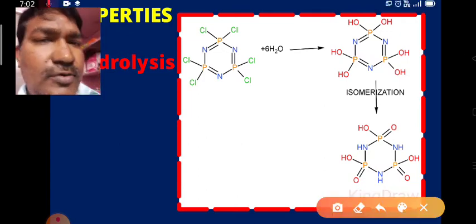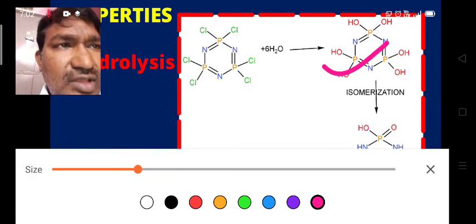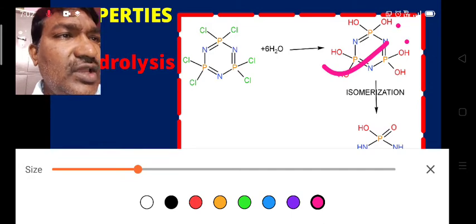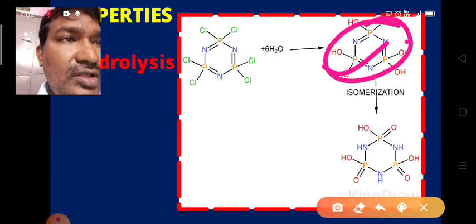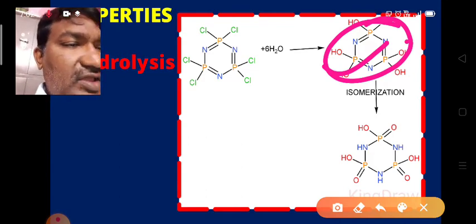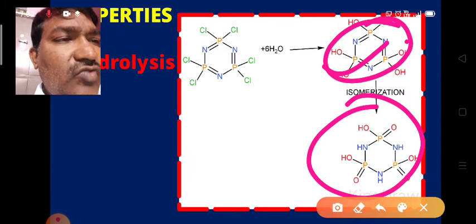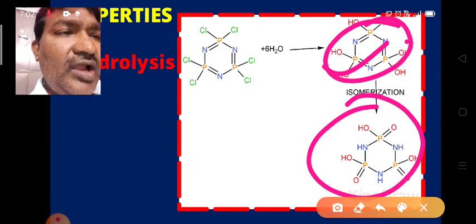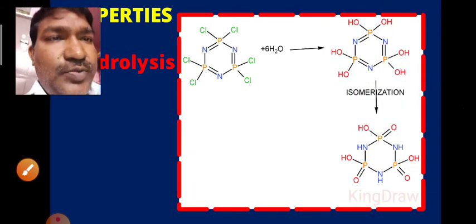In this compound each phosphorus is attached to 2 hydroxy groups. So here, in the intermediate product, we have 6 hydroxy groups, whereas here each phosphorus is attached to 1 oxygen atom with a double bond and another hydroxy group, along with the 2 nitrogen atoms. So this point we would remember.